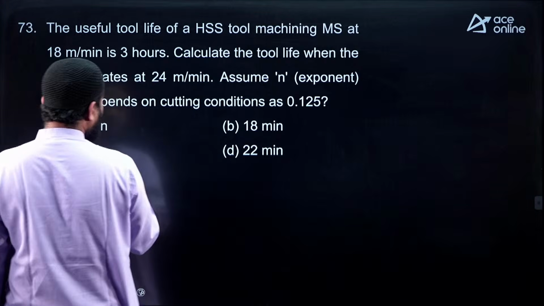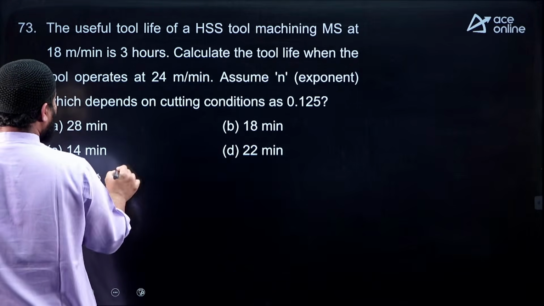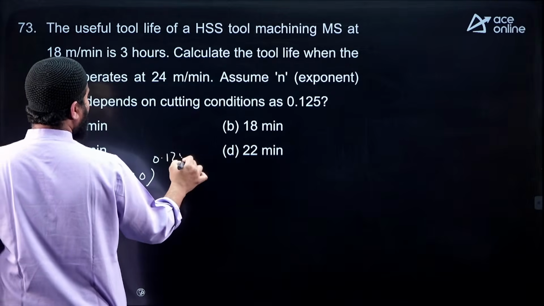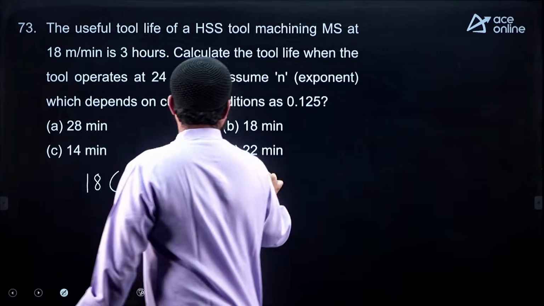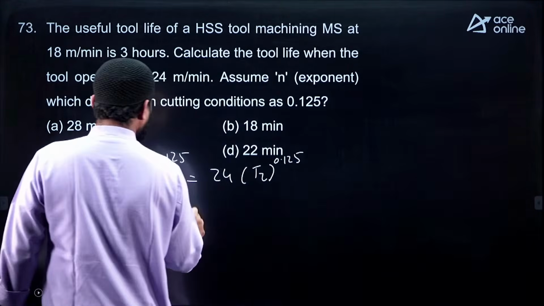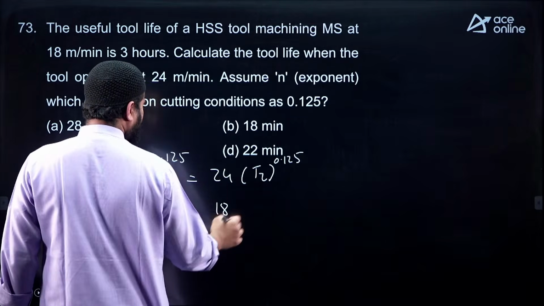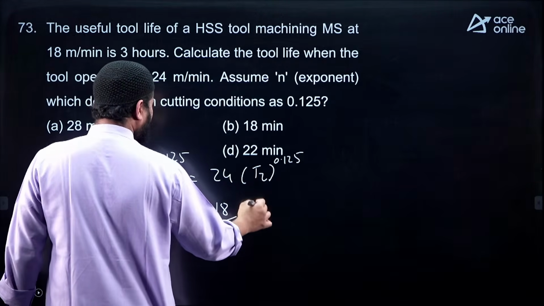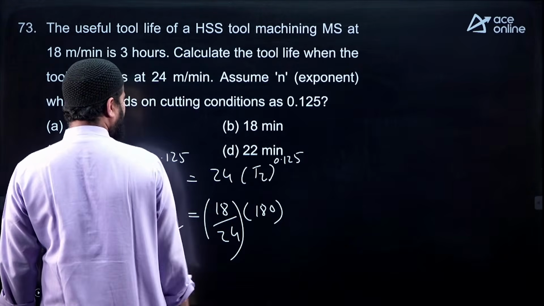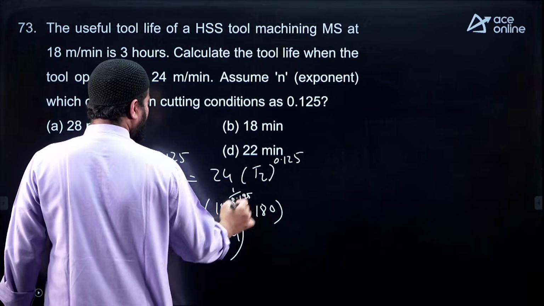So, in this question, as we reached, if you are applying Taylor's tool life equation, V1 T1 power 0.125 is equal to V2 T2 power 0.125. They are asking what is T2. Percentage based calculations also you can do, or else 18 by 24 into 180, but this power 1.125. If you bring it to the left side, it will be 1 by 0.125, which is 8.